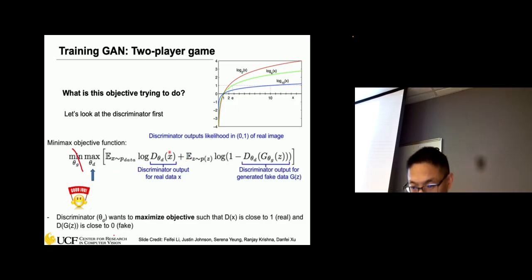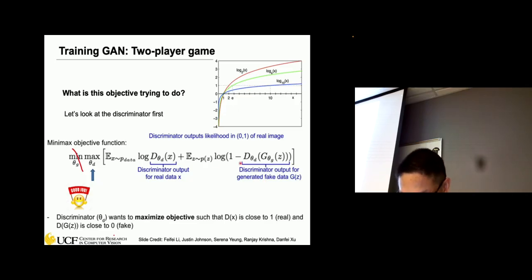In this case, we are trying to maximize. Remember, the objective for the discriminator is to correctly classify whether this is a real image or a fake image. In this case, the data is sampled from the real data distribution, and we want to maximize, so this has to be close to 1, if 1 is the real image.